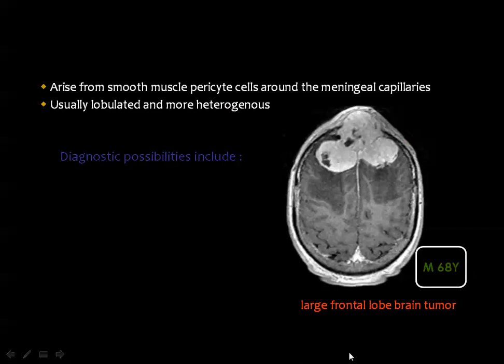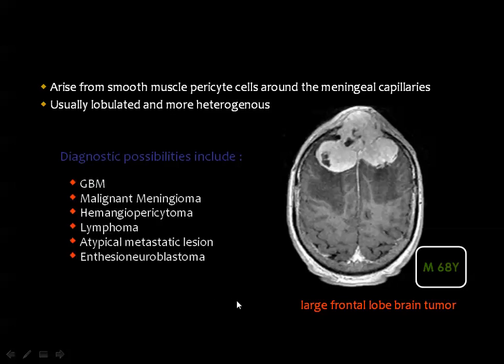And you can see another example in a male, 68 years old, with a tumor which is almost homogeneously enhanced, apart from these small areas of breakdown. And the tumor is based on the meninges. It has eroded and destroyed the calvarium with extracranial extension of the tumor.